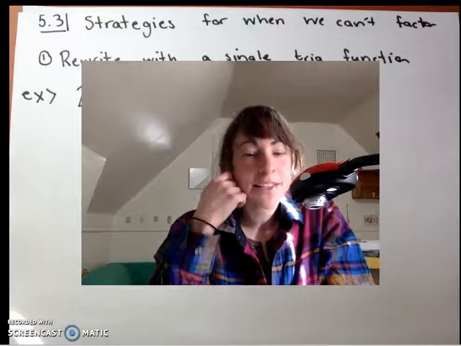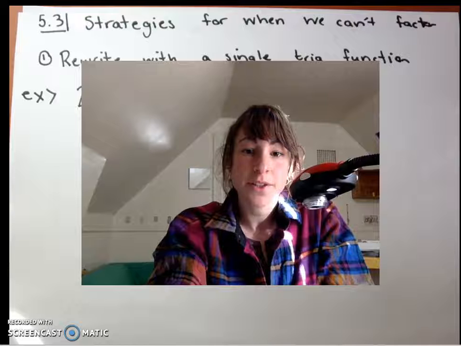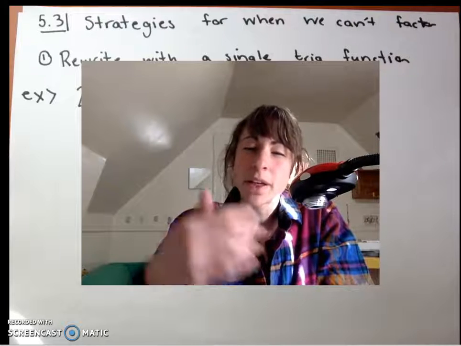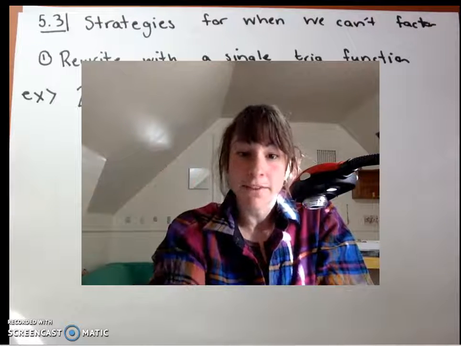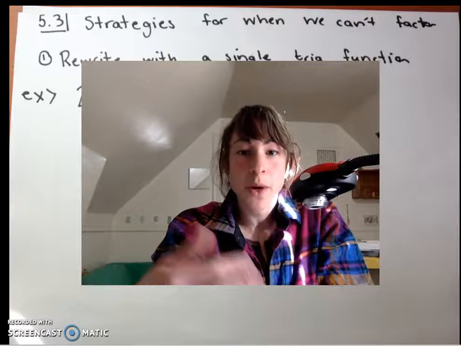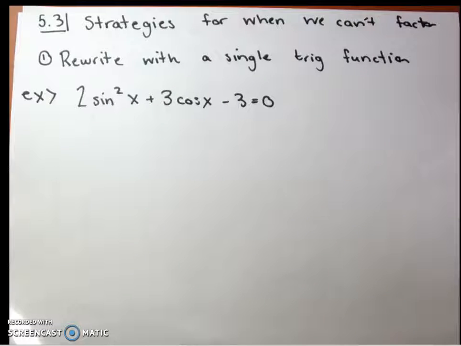Hi everyone. In the last video we saw a bunch of examples where we could use factoring in order to solve trigonometric equations. In this video we're going to have to do a little bit more work before we can factor. So here are some strategies for how you might approach an equation when you can't immediately factor it. So here's an example of one that we can't immediately factor.